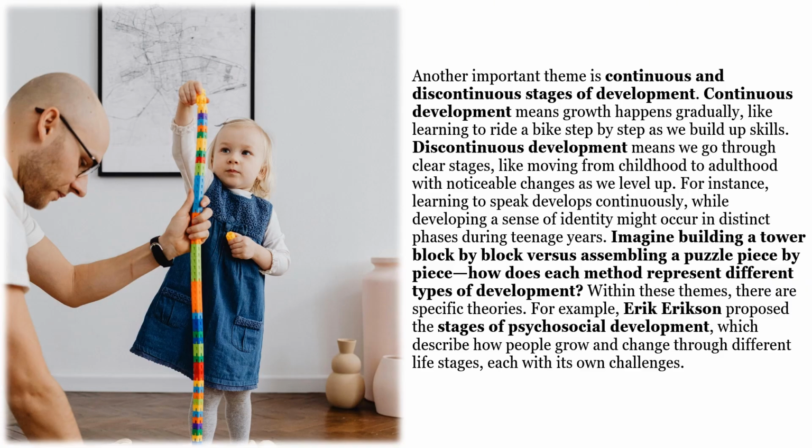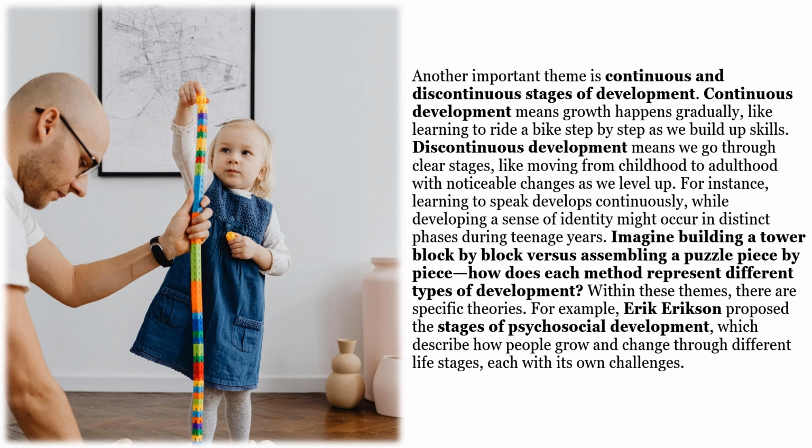Another important theme is continuous and discontinuous stages of development. Continuous development means growth happens gradually, like learning to ride a bike step by step as we build up skills. Discontinuous development means we go through clear stages, like moving from childhood to adulthood, with noticeable changes as we level up. For instance, learning to speak develops continuously, while developing a sense of identity might occur in distinct phases during teenage years. Imagine building a tower block by block versus assembling a puzzle piece by piece. How does each method represent different types of development?